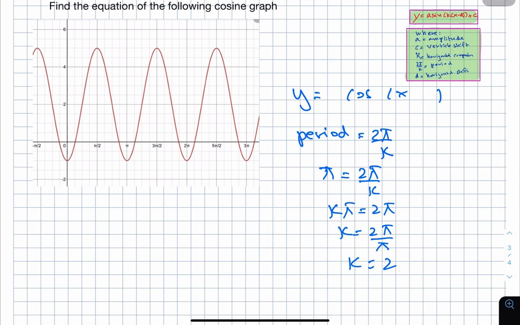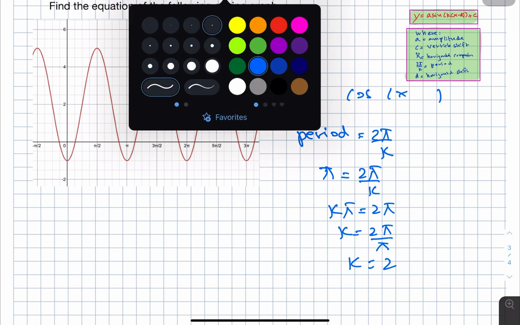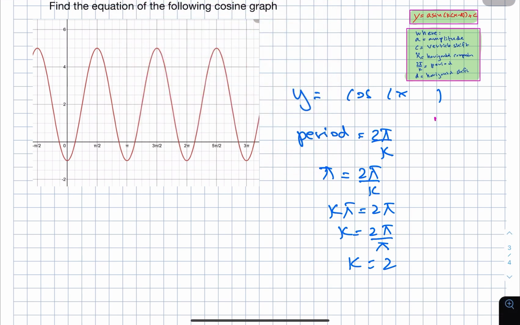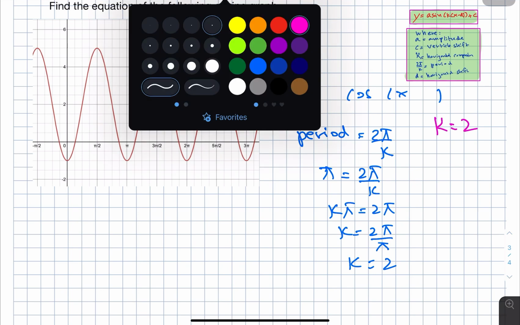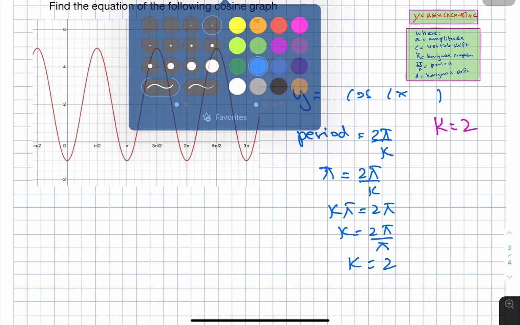Our k value is equal to 2. Let me write that down in a different color. k is equal to 2. Okay, now that we have that, let's find out the amplitude.